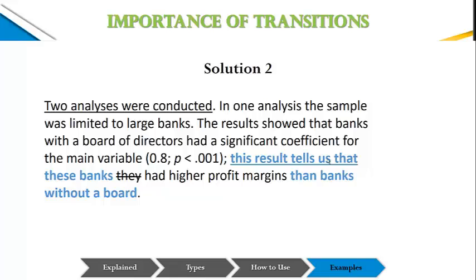All right, let's take a look at one possible solution here. So again, we have to move our topic sentence to the front. Two analyses were conducted. This makes more sense out of the paragraph. Then the examples are given, and one analysis was the sample was limited to large banks. The results showed that banks with a board of directors had a significant coefficient for the mean variable. The stats are given. And then we need some kind of transition here.